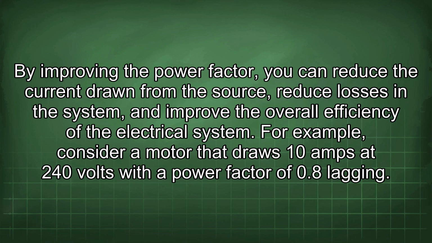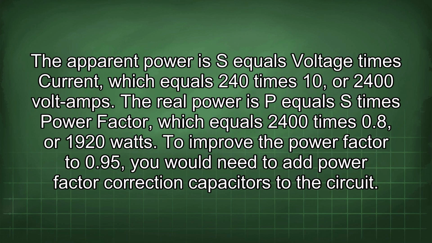For example, consider a motor that draws 10 amps at 240 volts with a power factor of 0.8 lagging. The apparent power is S equals voltage times current, which equals 240 times 10, or 2400 volt-amps. The real power is P equals S times power factor, which equals 2400 times 0.8, or 1920 watts.